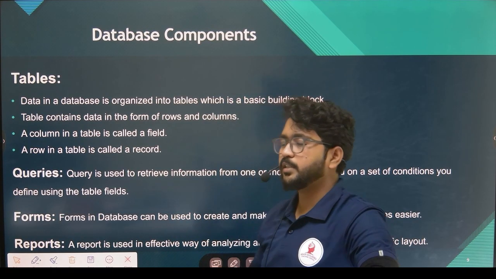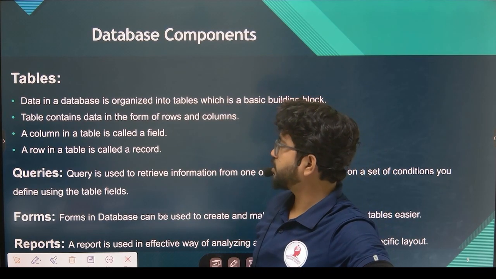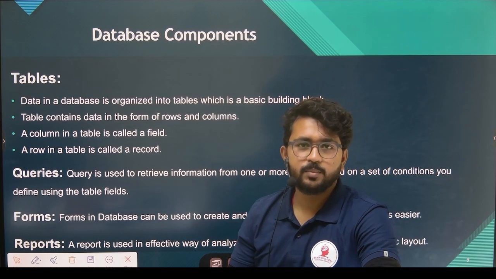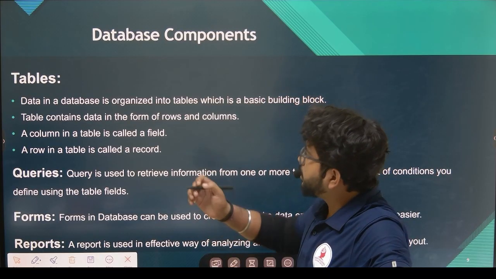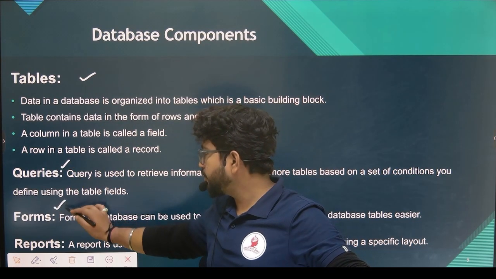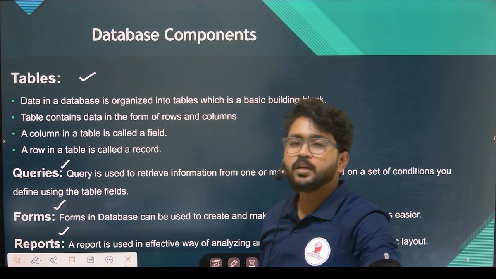We covered the introduction to Database Management System. Now I am here to talk about the 4 objects of DBMS. Okay, so we know that our first object is table, second object we have query, third object will be forms, and the fourth object will be reports.